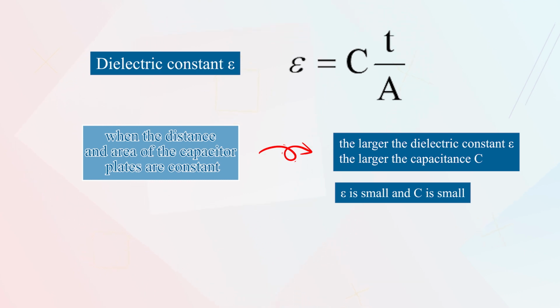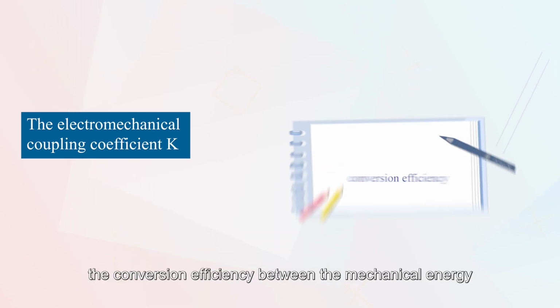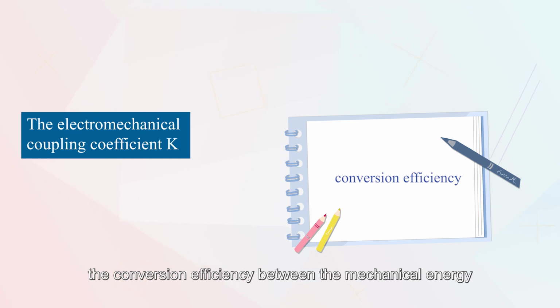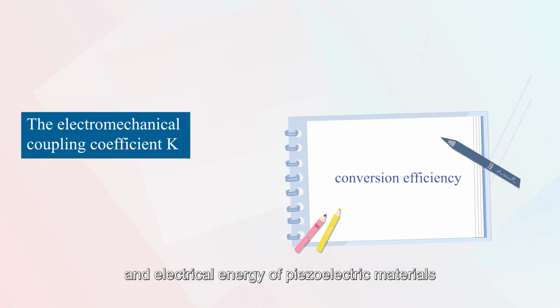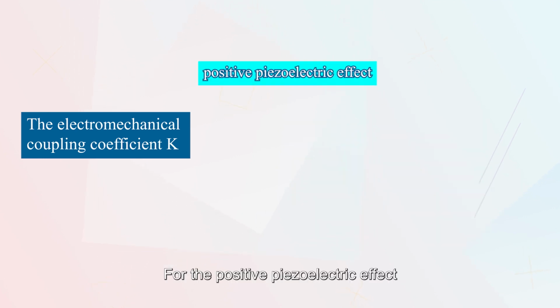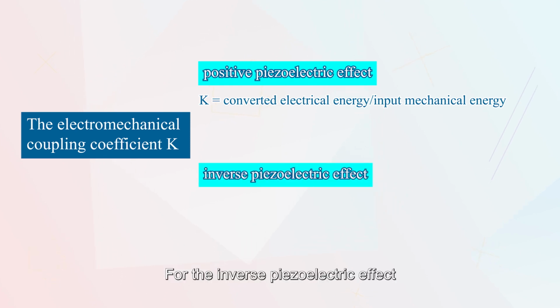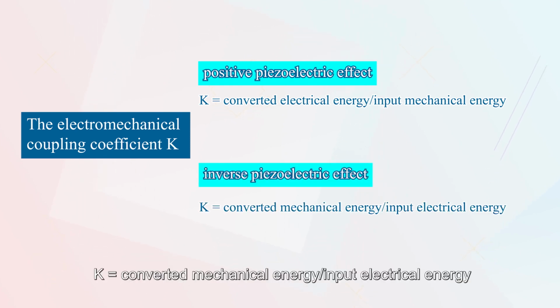and the frequency is high. 4. The electromechanical coupling coefficient K, which represents the conversion efficiency between the mechanical energy and the electrical energy of piezoelectric materials. For the positive piezoelectric effect, K equals converted electrical energy over input mechanical energy. For the inverse piezoelectric effect, K equals converted mechanical energy over input electrical energy.